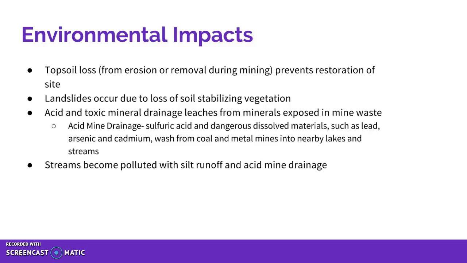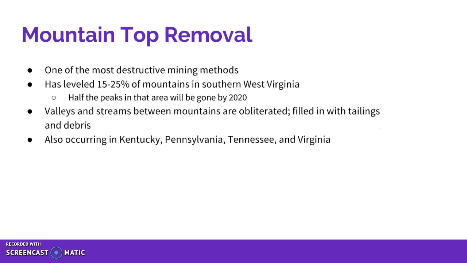So something to keep in mind is this acid mine drainage is sulfuric acid and other dangerous dissolved materials such as lead, arsenic, and cadmium. Remember we talked about these, you can have them in very high doses, and they can be fatal sometimes from high doses. They wash from the coal and the metal mines into nearby lakes, rivers, and streams. The last environmental impact is that streams can become polluted with silt runoff and acid mine drainage.